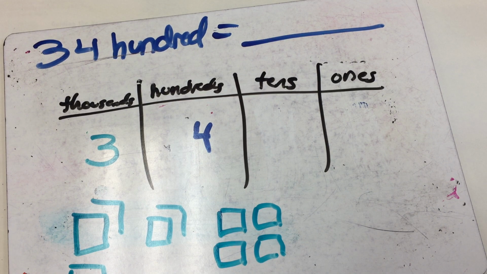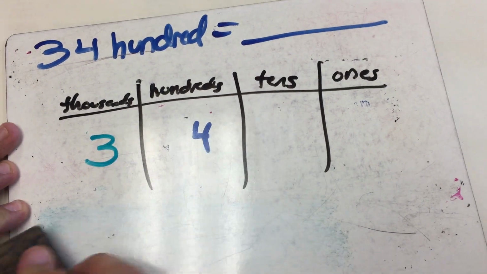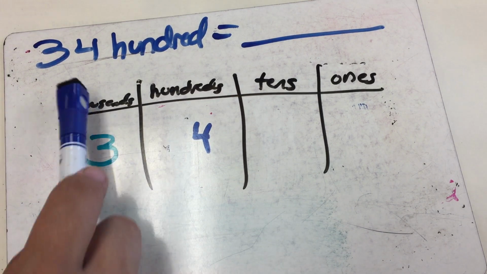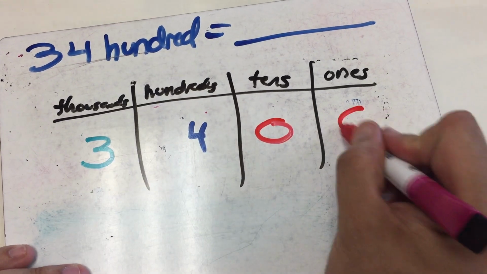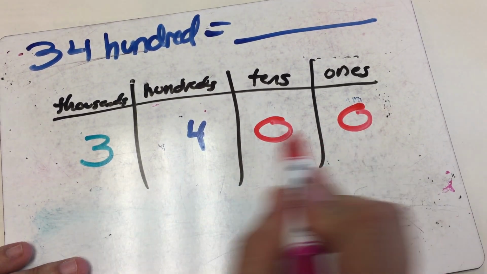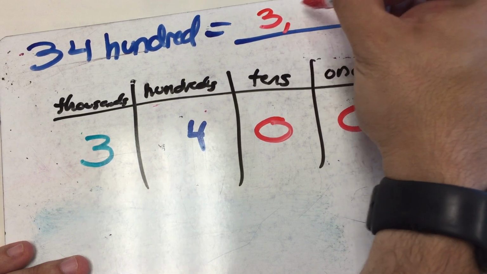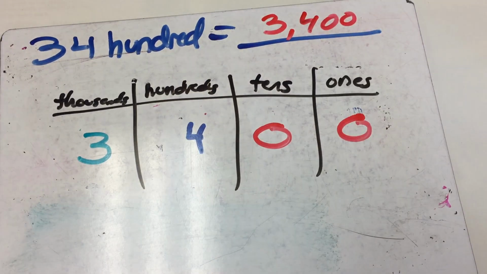But honestly, you probably won't need to draw this out at this point because you've got 3,400. Now all I need to do is fill in the fact that I've got no 10s and no 1s, and my answer, I can read it right here, is 3,400.